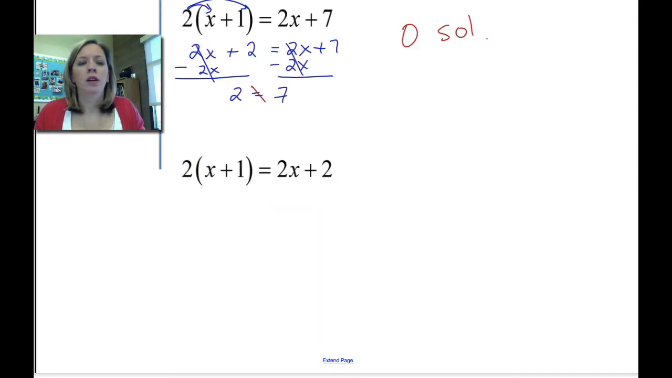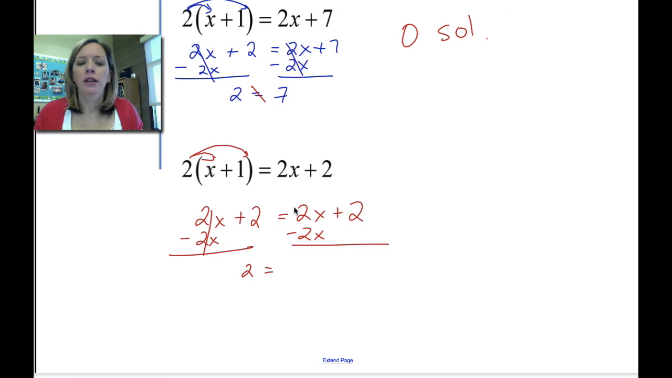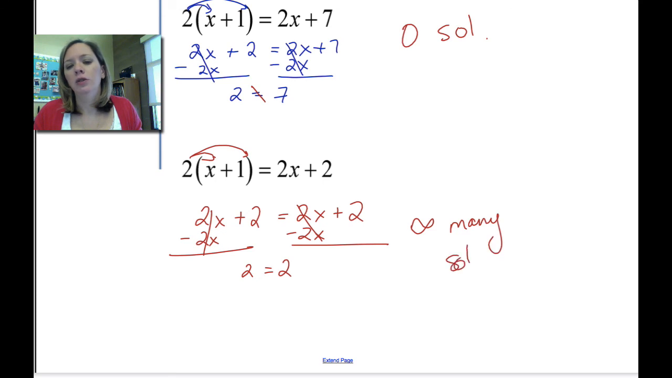One more. 2 times x plus 1 equals 2x plus 2. So again, start by distributing. We'll have 2x plus 2 is equal to 2x plus 2. And if you're thinking ahead, I bet you already know what the answer to this is going to be. If we subtract 2x from both sides of the equation, that leaves me with 2 on the left, and on the right, we also have 2. 2 is equal to 2. That's a true statement. So this one is going to have infinitely many solutions.